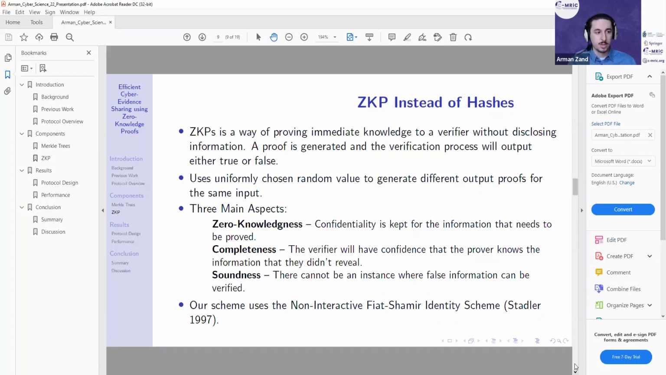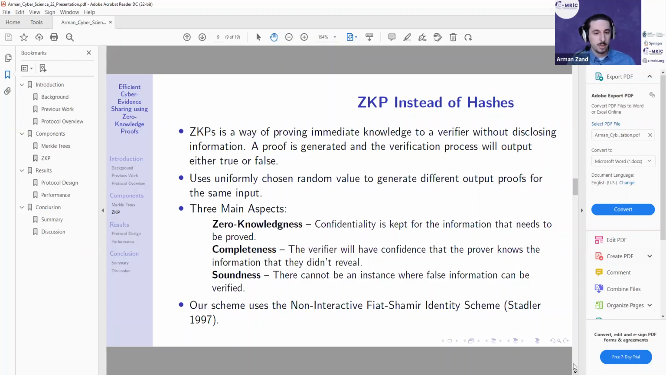So the thing with hashes is you don't really need to know the input of the hash. You can just obtain it and send it off without really knowing what the input of it was. But with ZKP, since you're using a random value to generate a different proof every time, you're proving that you know the input as well.